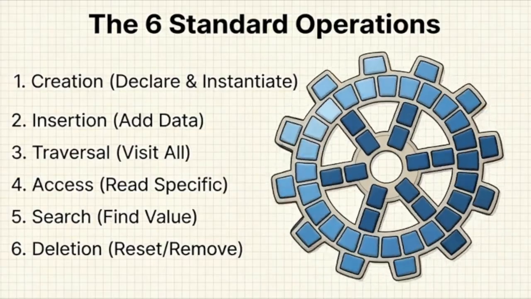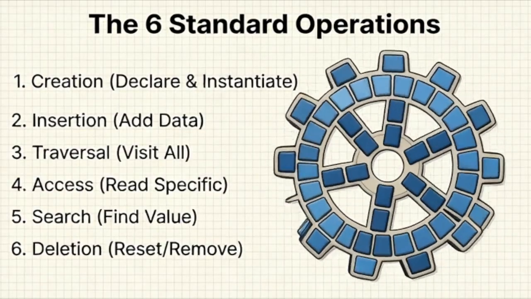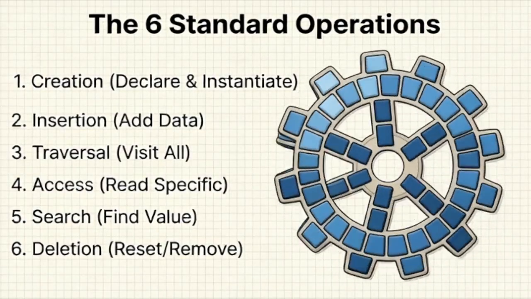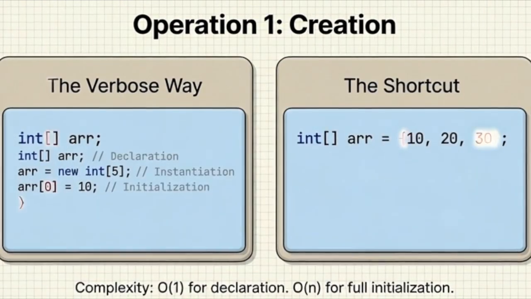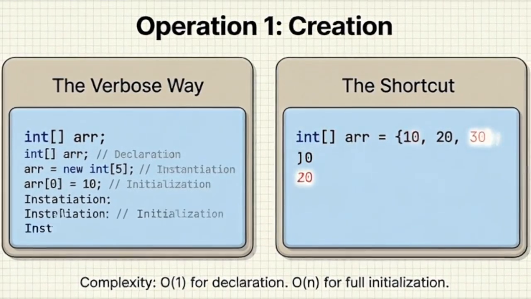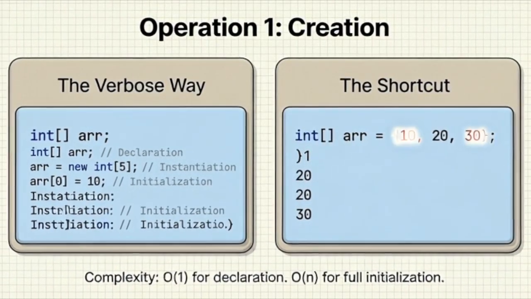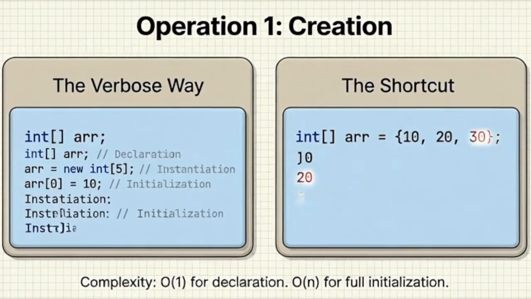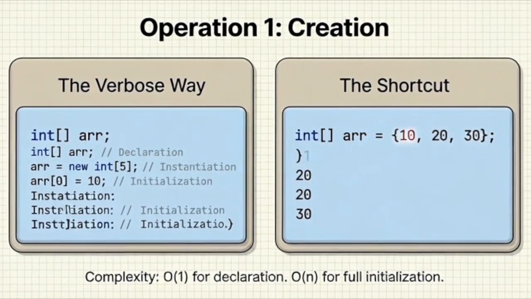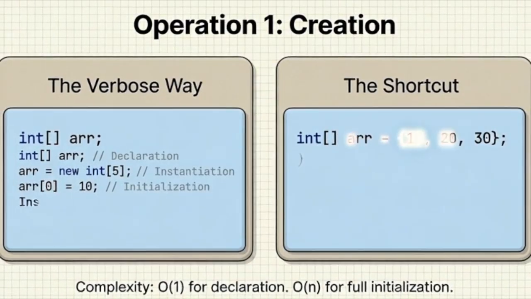To master arrays, you need to understand the 6 standard operations. Let's break them down with their time and space complexity. First is creation. Creating an array is fast. The declaration is big O(1). However, fully initializing it takes big O(n) because you have to visit every slot to put data in.